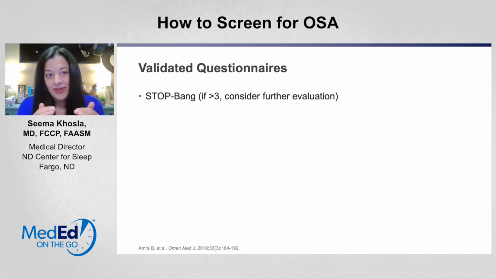So you add them all up, 1 point each, and if you're greater than 3, you may wish to consider further evaluation. If you really want to hone in, though, on the ones that are at highest risk, you may want to change this to looking at those who score greater than 5.